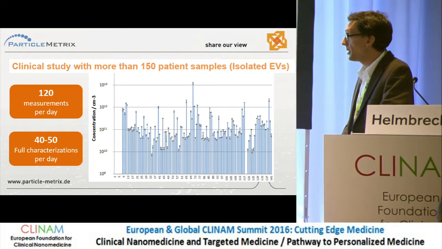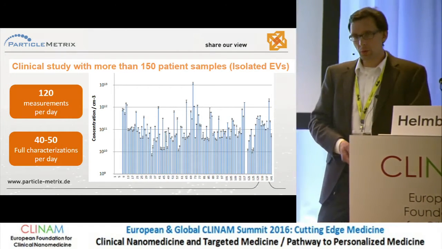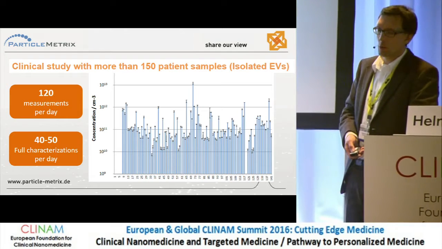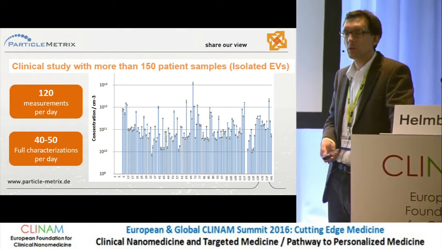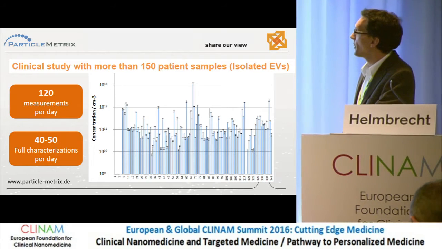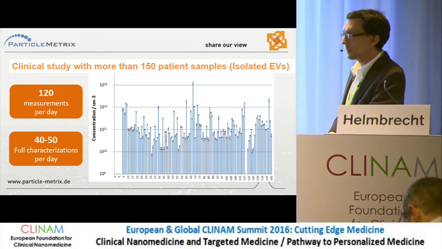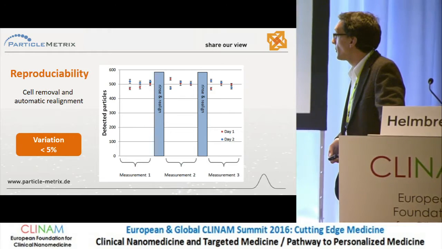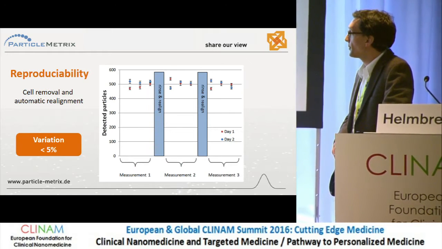Practically, you can do 120 measurements a day, but you all know a measurement is no measurement, so you have to do triplicates in order to really assure what you're doing is within a certain error bar. So it comes down to 40 to 50 full characterizations per day. Reproducibility of the instrument is better than 5%.